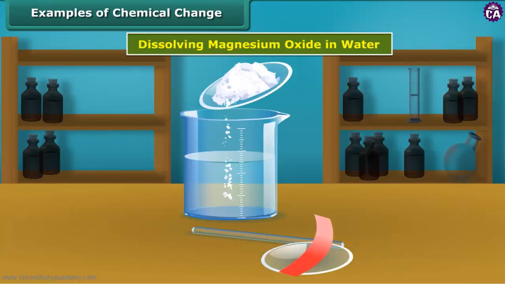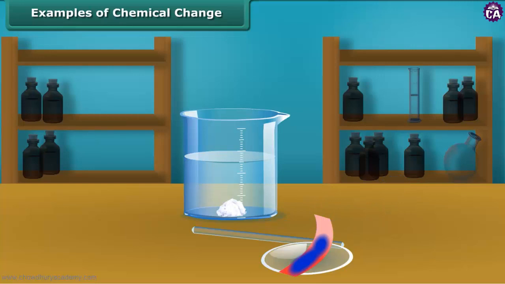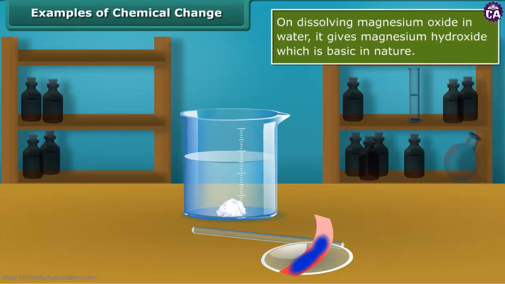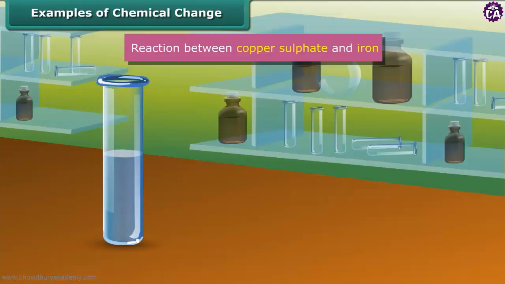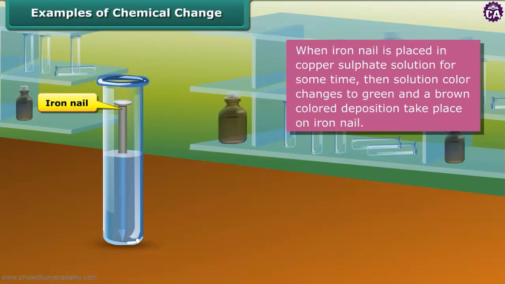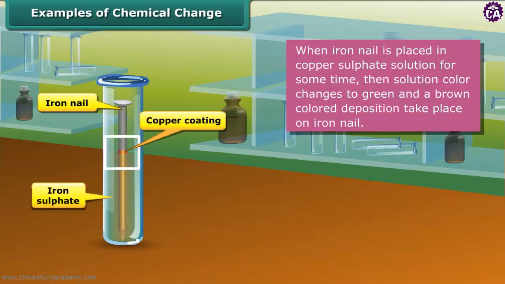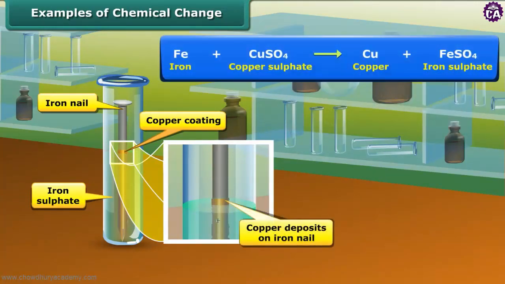When magnesium oxide is dissolved in water, magnesium hydroxide is obtained, which turns red litmus blue. This suggests that magnesium hydroxide is basic in nature. You will see a blue-colored solution. Put an iron nail in it. After some time, the color of solution changes to green and nail is covered by brown film. These changes are due to formation of iron sulfate solution and copper.